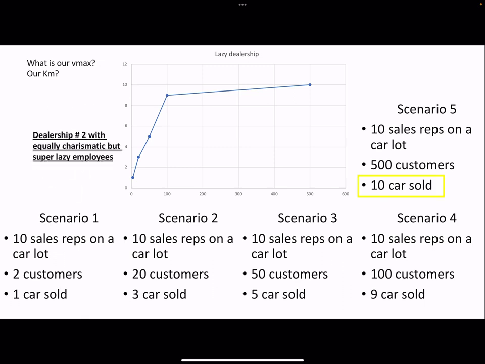10 cars sold, that is our Vmax. That's the same, right? But let's go ahead and see where the 5 cars sold is. It's right here with 50 customers. So now what's our KM? It's 50. So we have a lower affinity, a lower willingness to bind with customers, to bind the enzyme, to bind with the substrate.